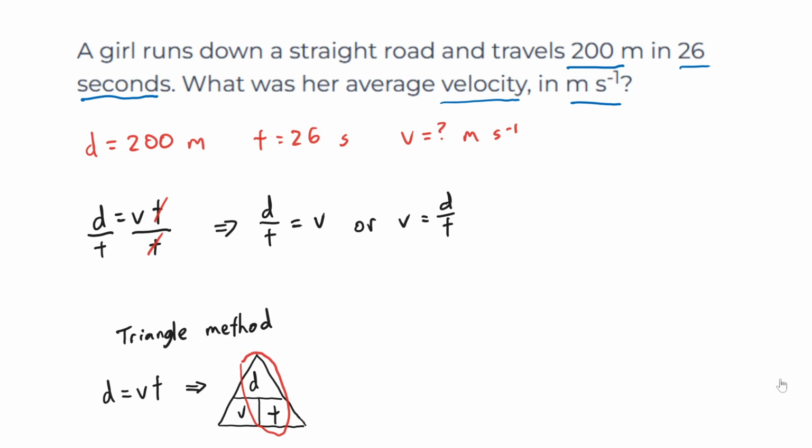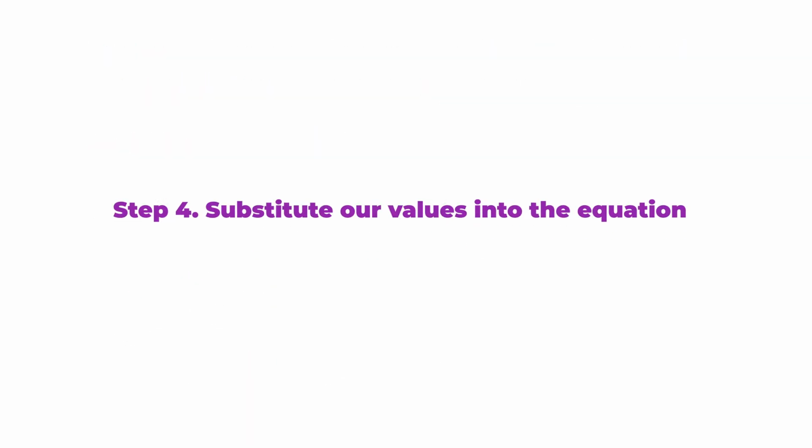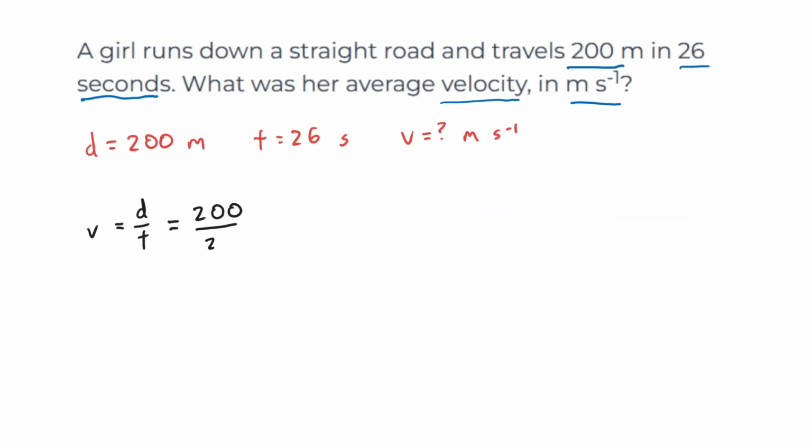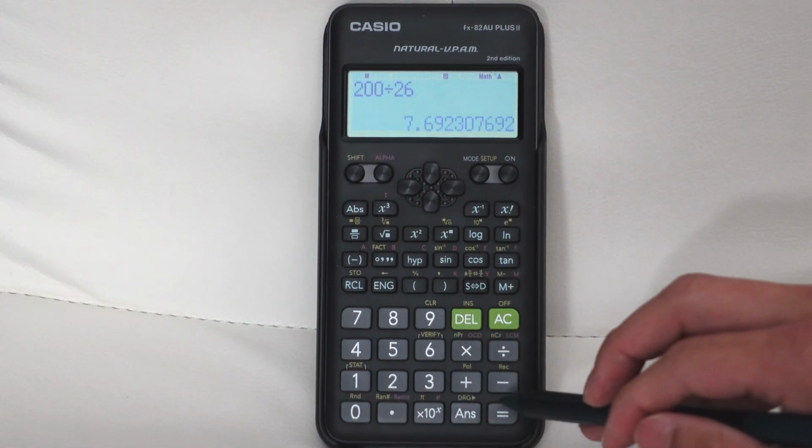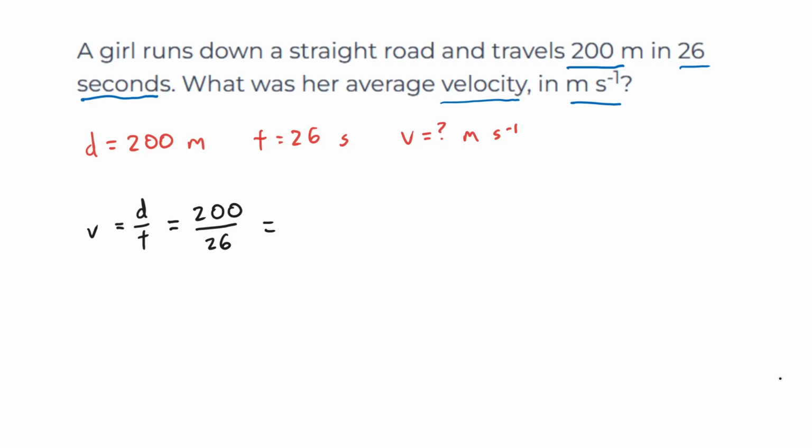So that means that v will equal d over t. Simple. Step 4. We substitute our values. V is equal to 200 divided by 26. We'll enter that into our calculator, 200 divided by 26, and we get an answer of 7.6923. Round that to two significant figures, and the answer is 7.7 meters per second.